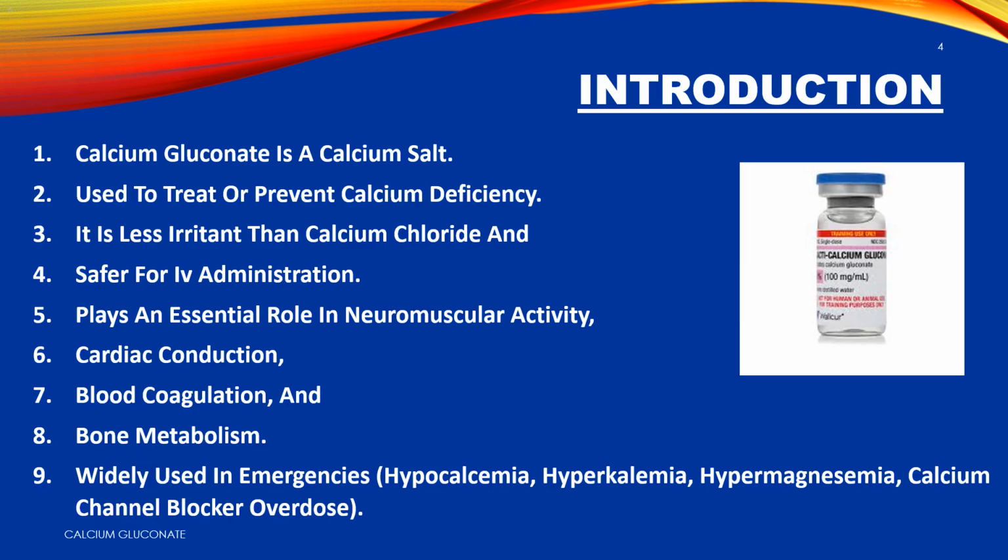9. Widely used in emergencies. Calcium gluconate is commonly used in critical situations, such as hypocalcemia, low calcium levels, hyperkalemia, high potassium levels, hypermagnesemia, high magnesium levels, and calcium channel blocker overdose, to counteract the effects of the overdose.